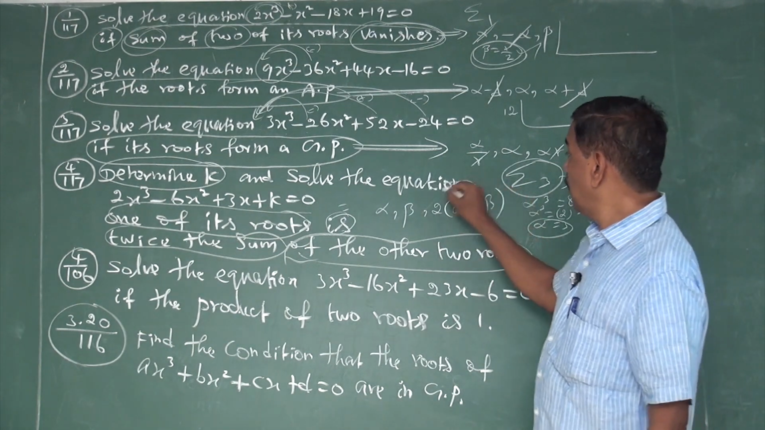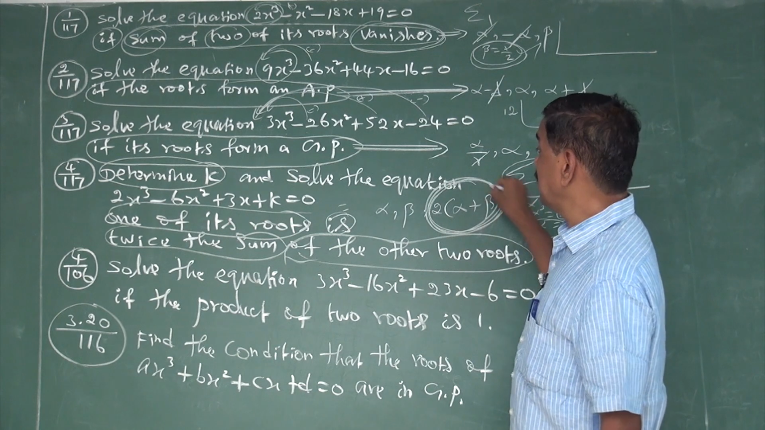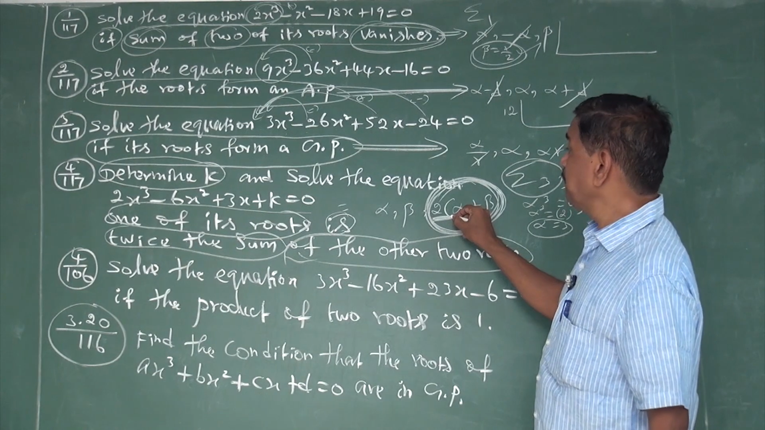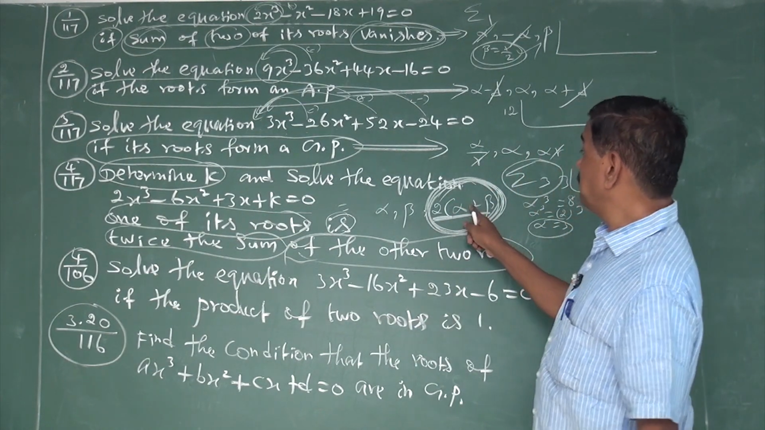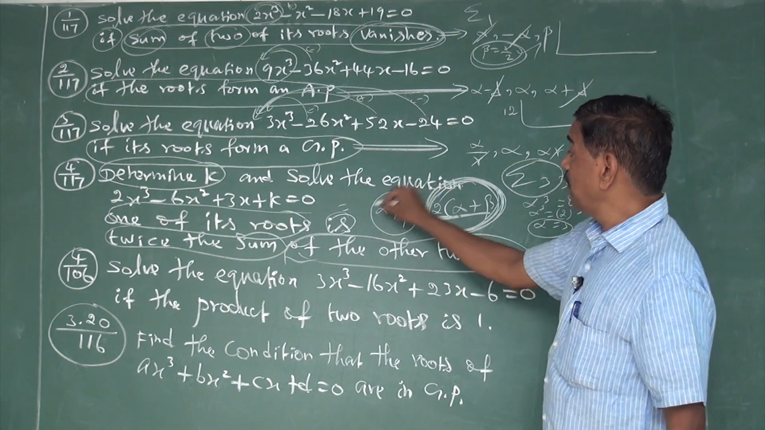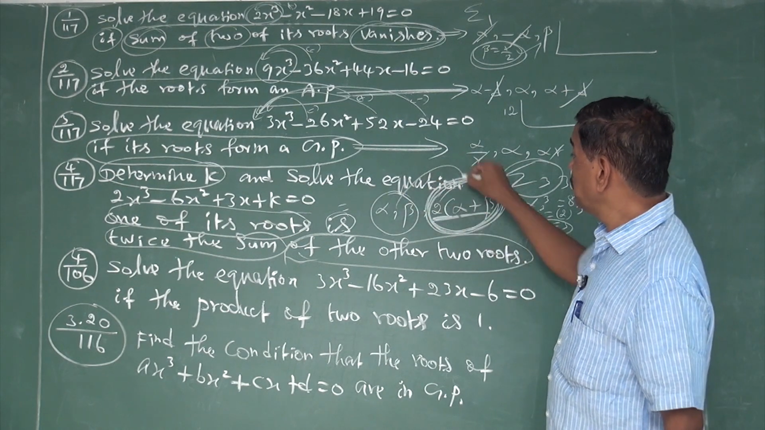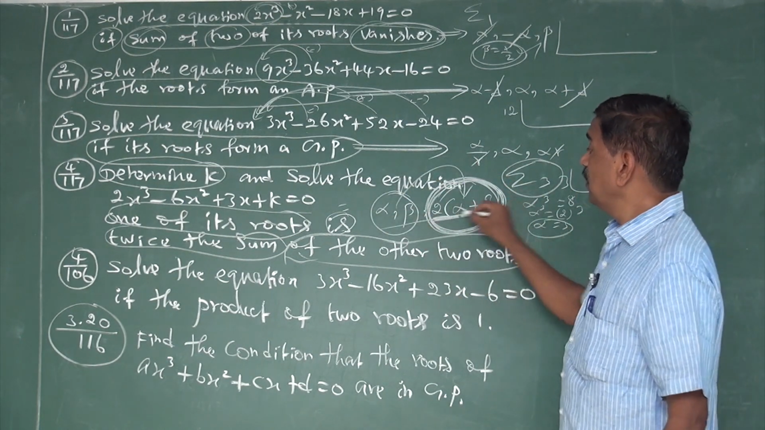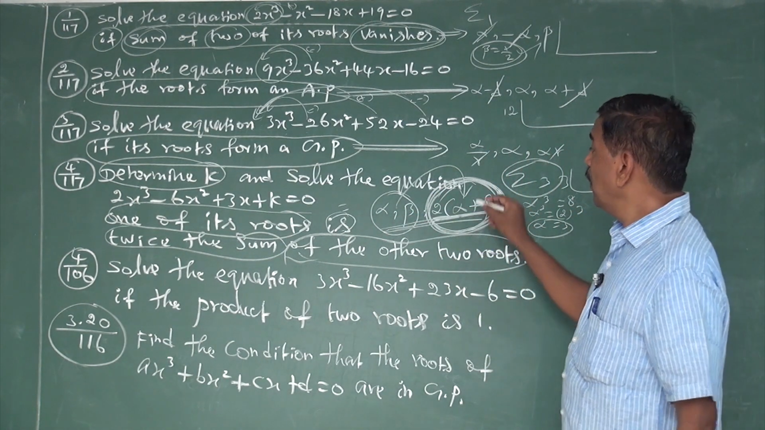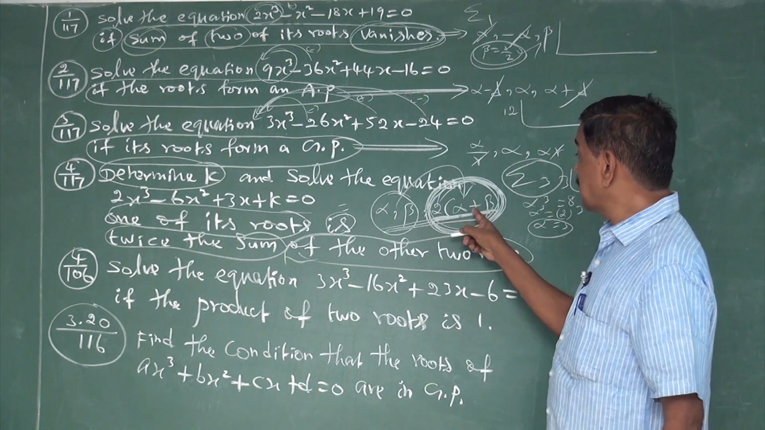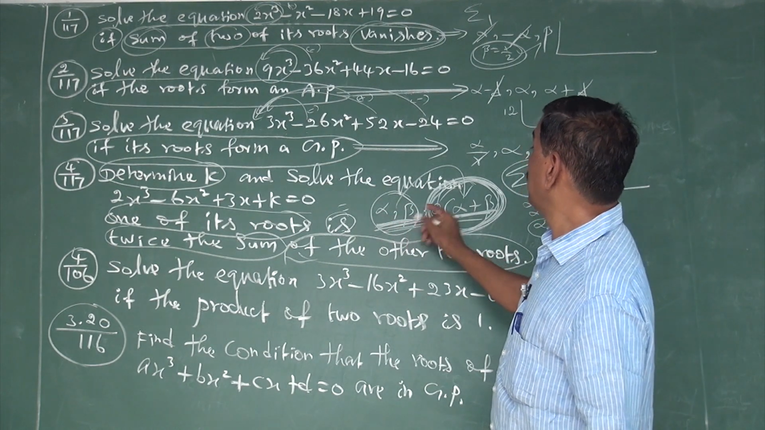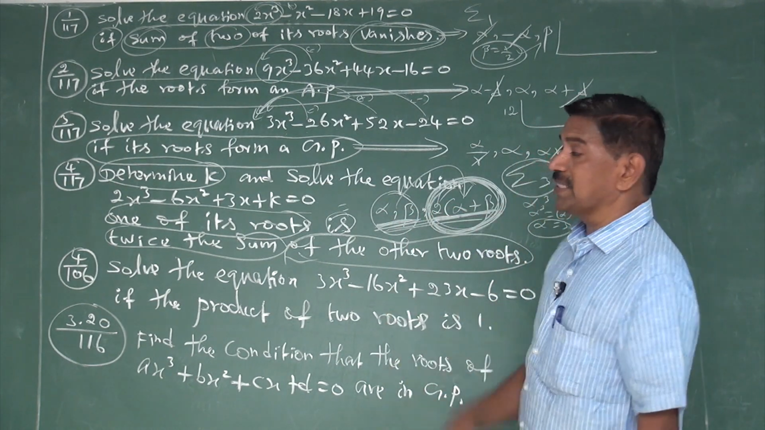Listen again to the condition. One of the roots is twice the sum of the other two roots. Here the other two roots are alpha comma beta, then twice the sum of the roots, so 2 into alpha plus beta. So the required roots are alpha comma beta comma twice of alpha plus beta, that's all. So let the roots be alpha comma beta comma twice of alpha plus beta. So it is a technique.